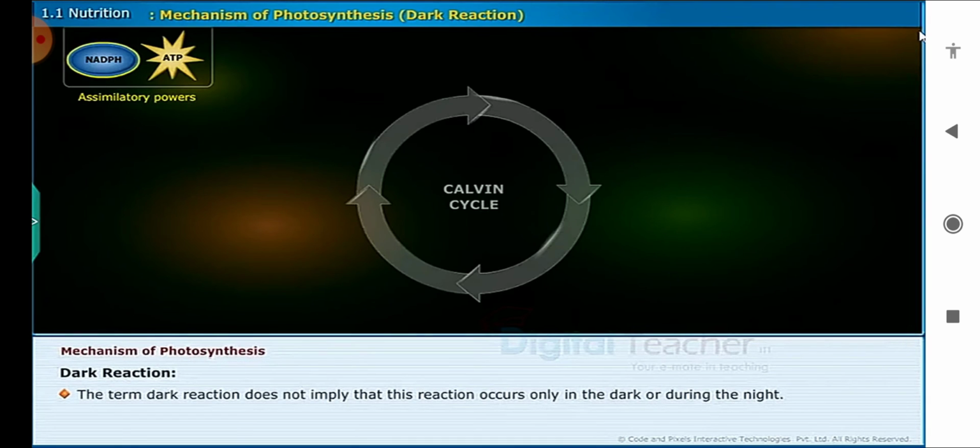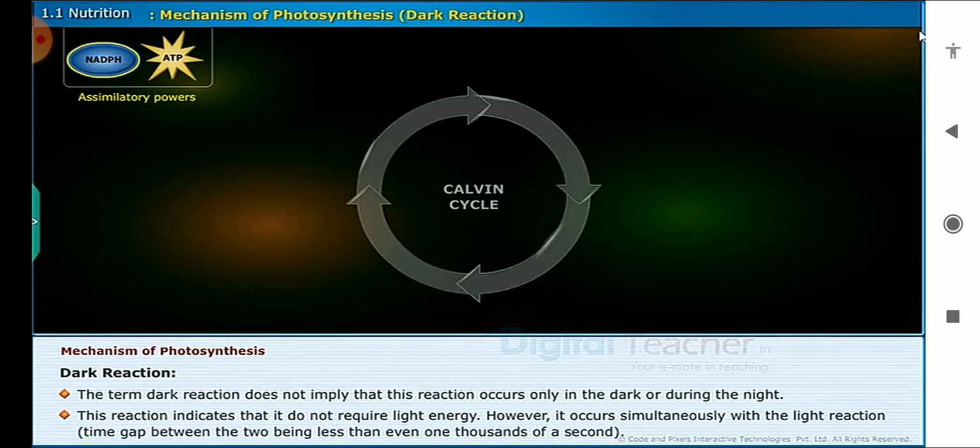The term dark reaction does not imply that this reaction occurs only in the dark or during the night. This reaction indicates that it does not require light energy. However, it occurs simultaneously with the light reaction.